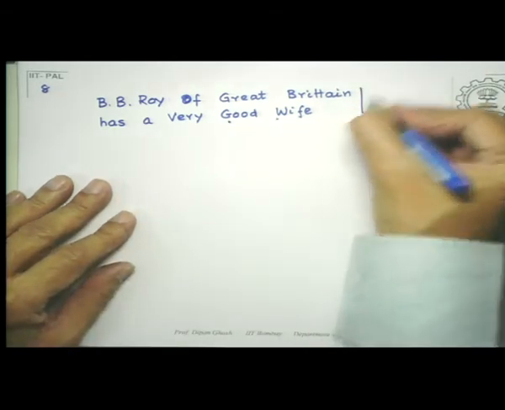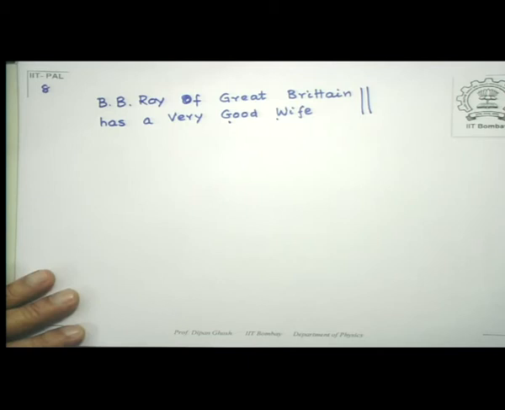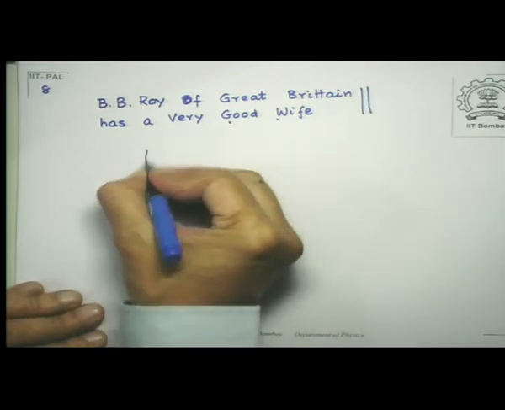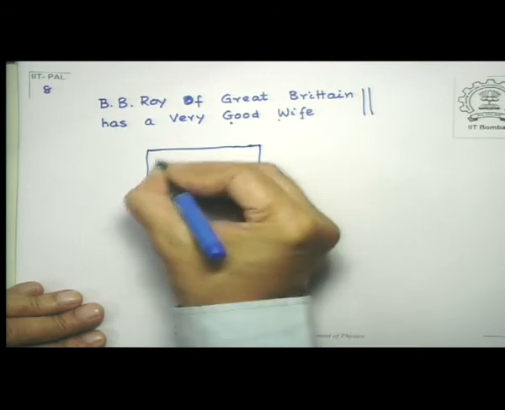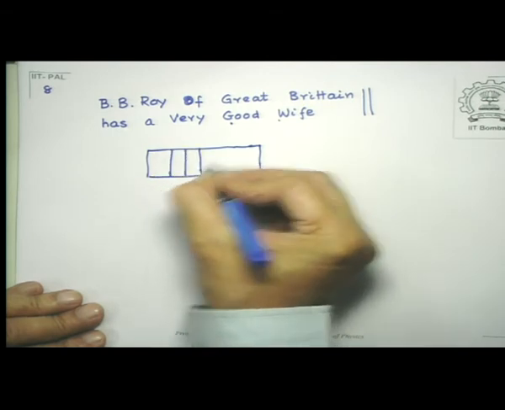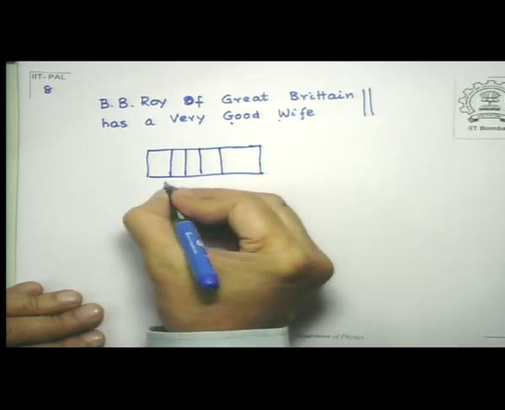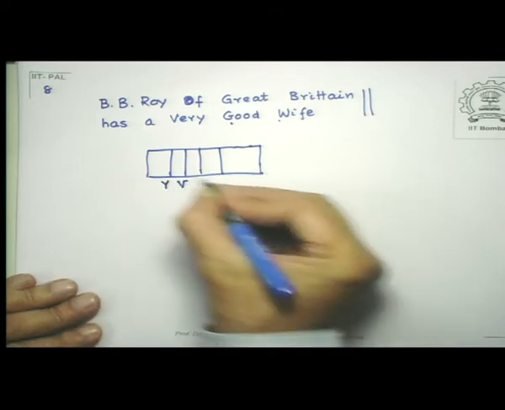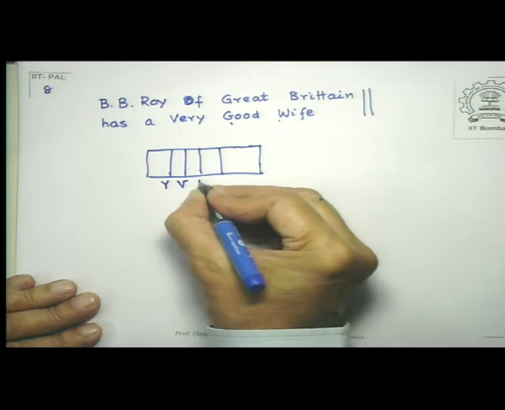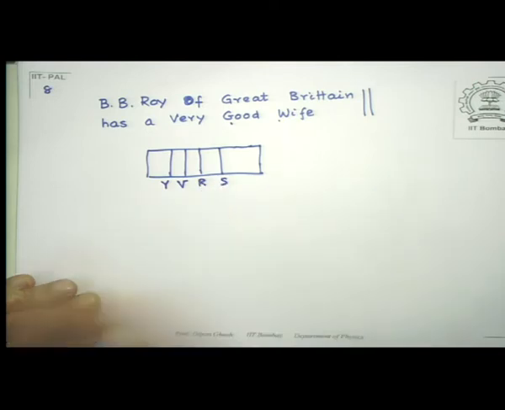So you could have your own. If you look up the internet, you will find several. But let me explain this by the following. Supposing you have a color combination of this type: a yellow, a violet, a red and a silver. These are the 4 bands.